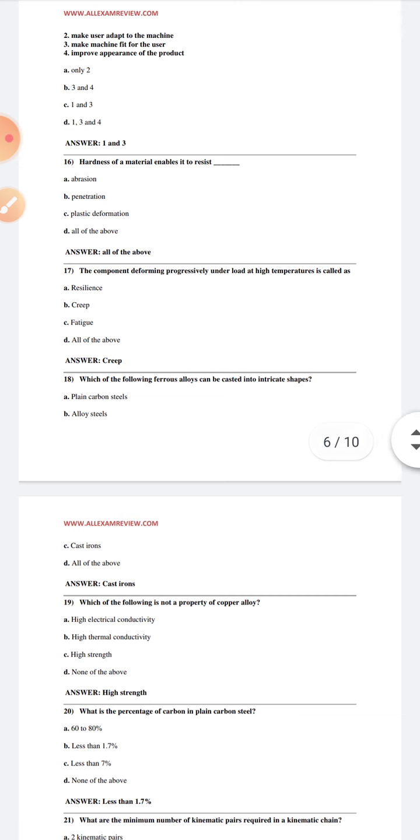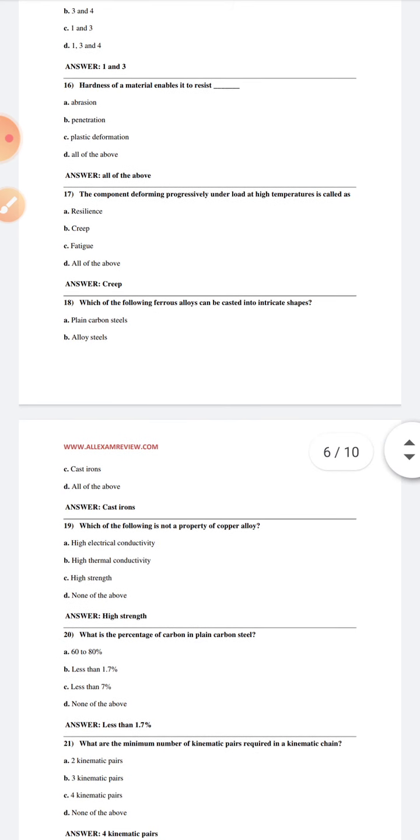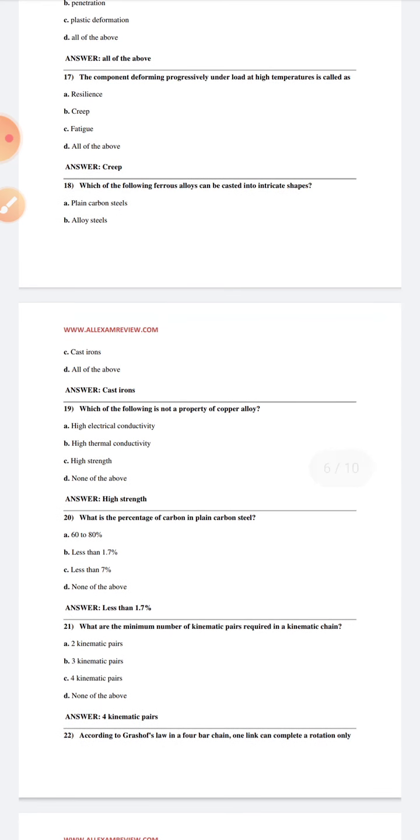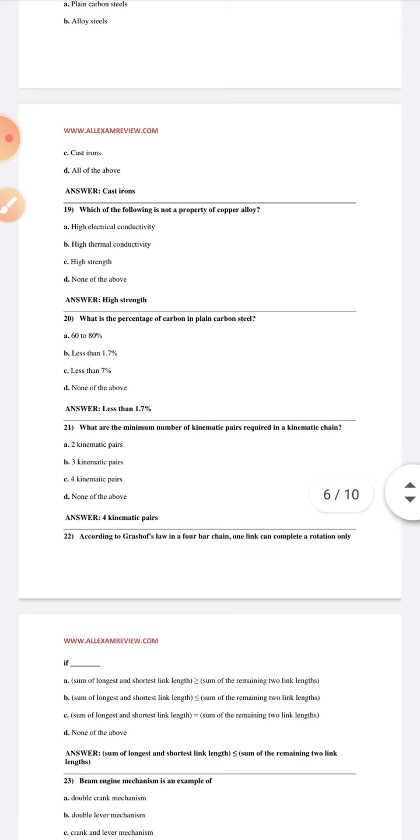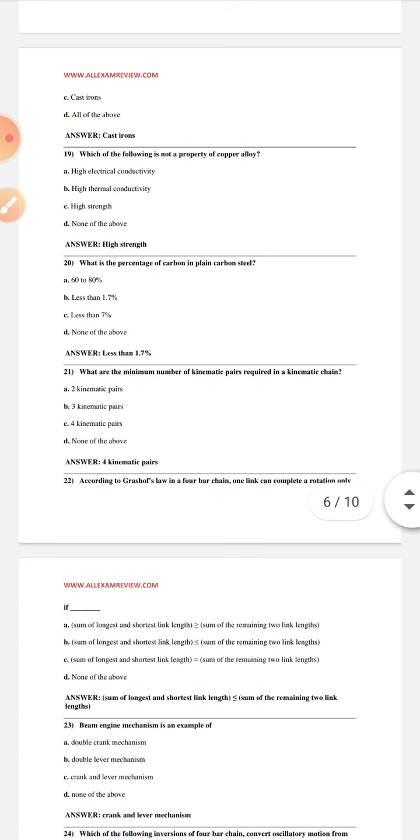Which of the following ferrous alloys can be cast into intricate shapes? Cast iron. Which of the following is not a property of copper alloy? High strength. What is the percentage of carbon in plain carbon steel? 1 point less than 1.7%. What is the minimum number of kinematic pairs required in a kinematic chain? 4 kinematic pairs.